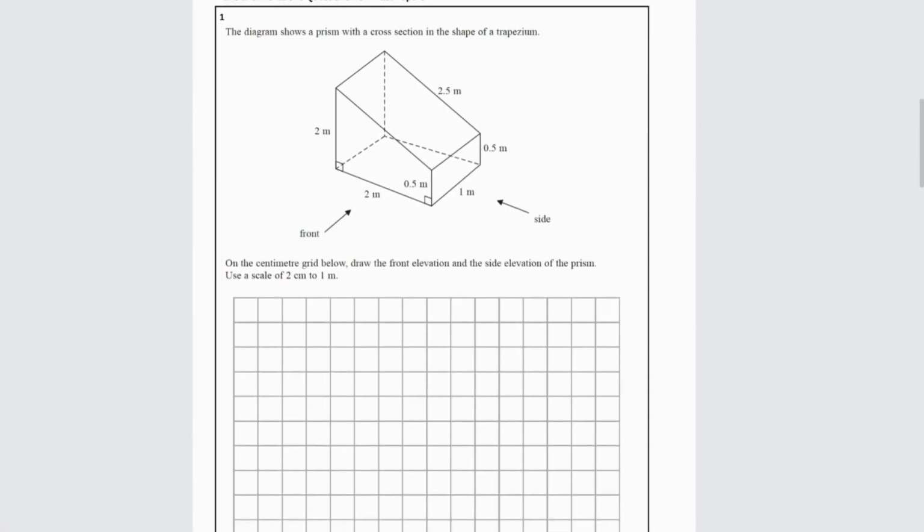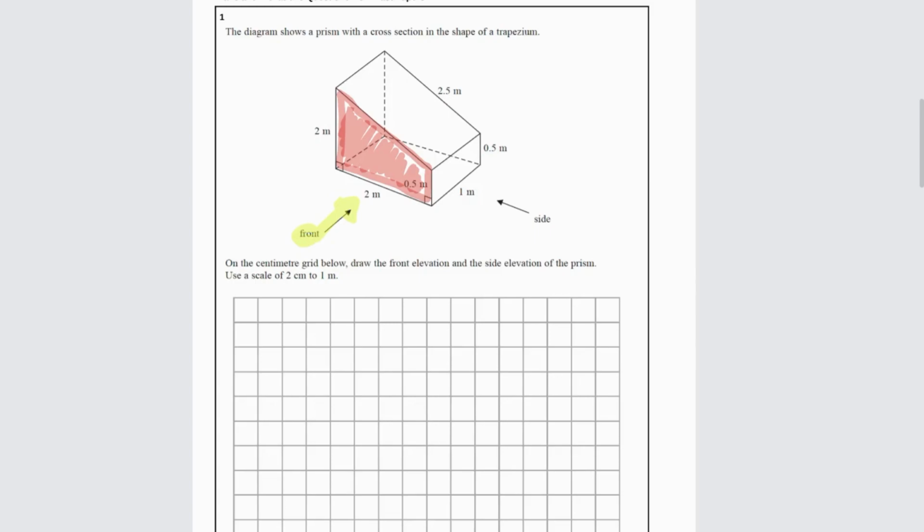shape of a trapezium, and the cross section of a prism like this is this shape here, and it's a trapezium shape. And we're asked to draw the front elevation, so that's what we'd see if we're looking from the front, and what we would see is that trapezium I just highlighted a second ago. So we've got to draw this trapezium accurately on the centimetre grid below.